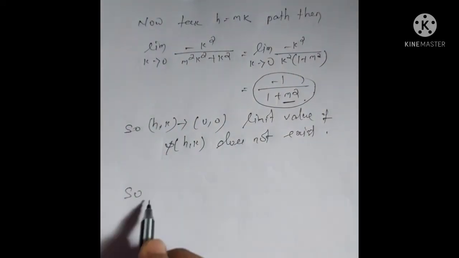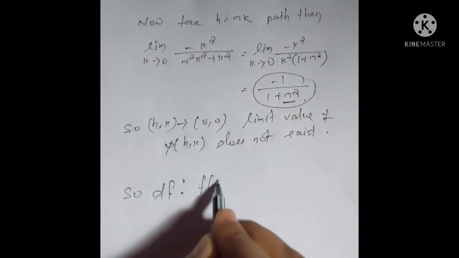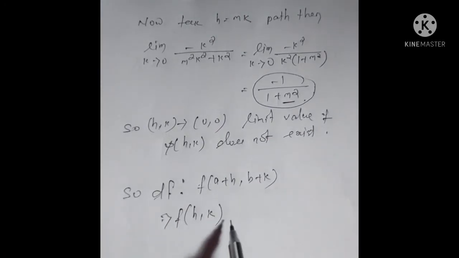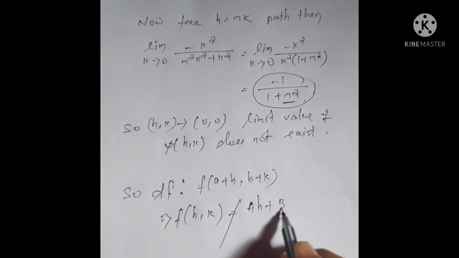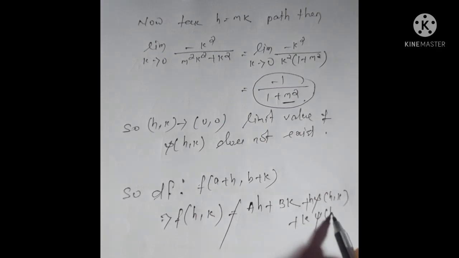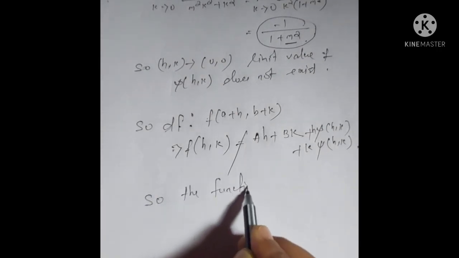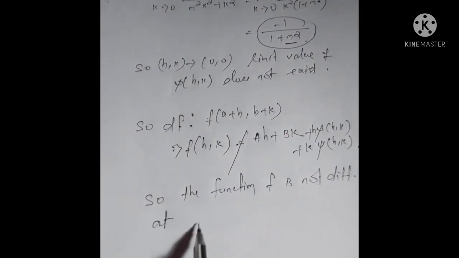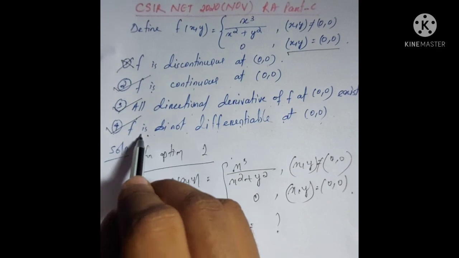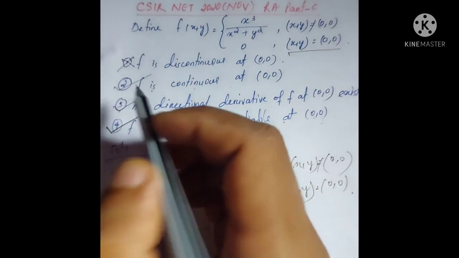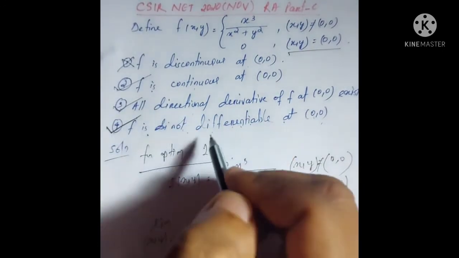So f of a plus h, b plus k, which is equal to f of hk, is not equal to ah plus bk plus h into phi of hk plus k into psi of hk. So the function f is not differentiable at origin. So for this question, option 4 said that f is not differentiable at origin, and we also get that f is not differentiable at origin. So option 4 is correct. So for this question, option 2, option 3, option 4 are our correct answers. Thank you.